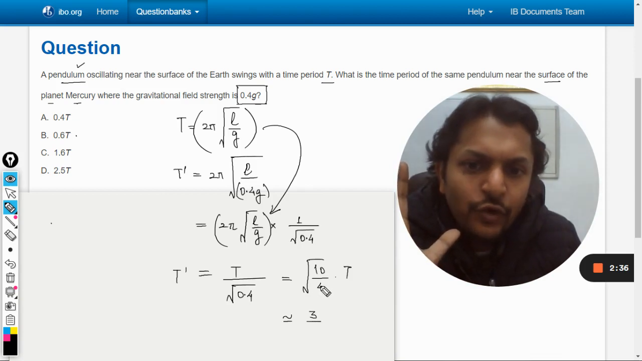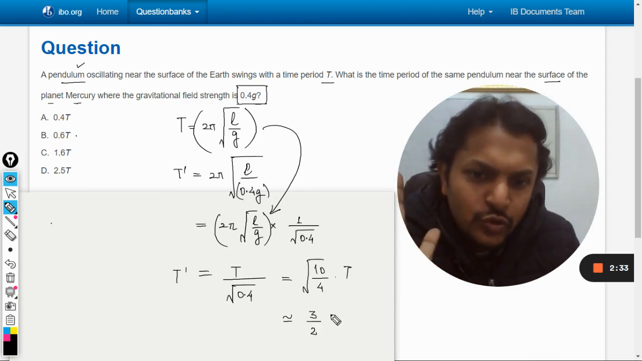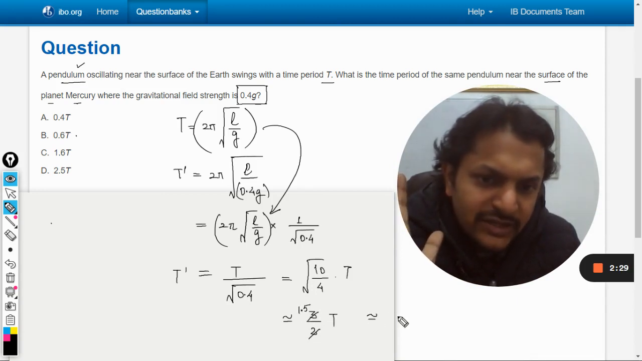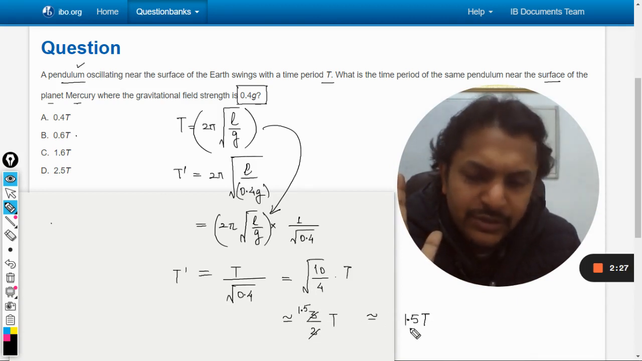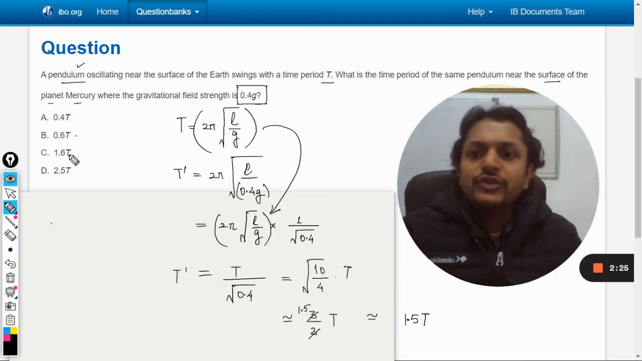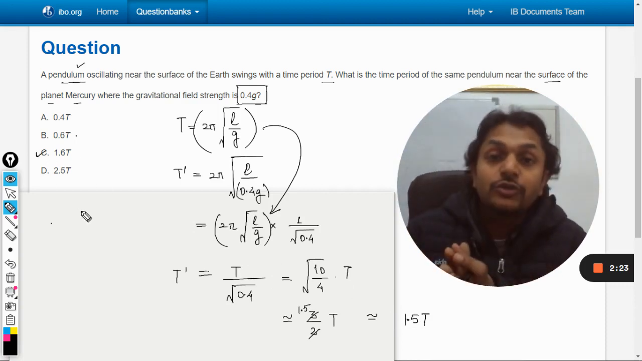And in the case of 4, it will definitely be equal to 2. So my answer will be nearly 1.5. So my answer will be 1.5 capital T. By this much of the approximation, you see that yes, the answer is coming out to be equal to C.